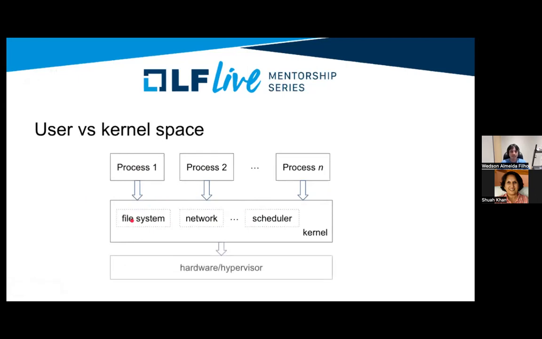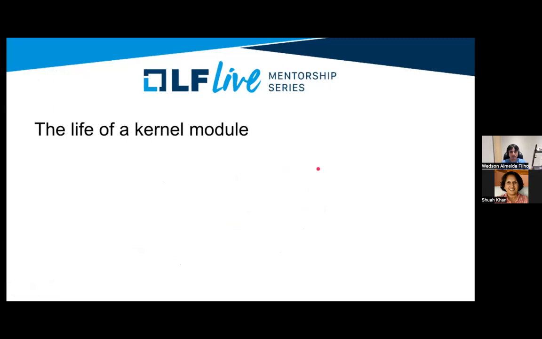And this is going to play a role when we get to writing our module later on. You'll see it. And then underneath that, you have hardware or hypervisor, depending on whether you're in a physical machine or virtualized machine. And the kernel doesn't allow user space processes to go straight to the hardware, right? It has to go through the kernel. There are, of course, exceptions and ways in which the kernel can arrange for processes to go straight to the hardware, but those are exceptions. So this is the separation between user space and kernel. I think this is somewhat familiar to most people.